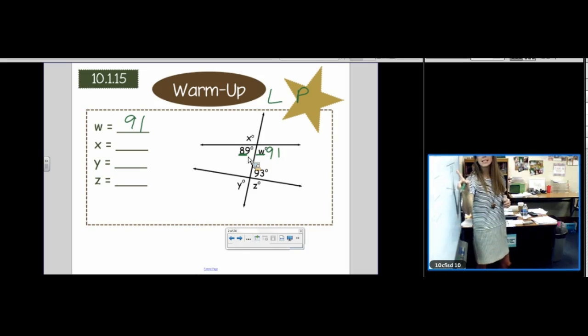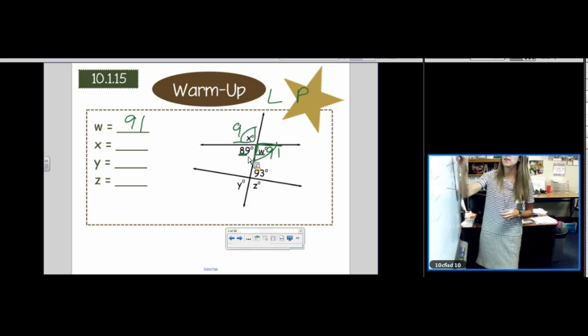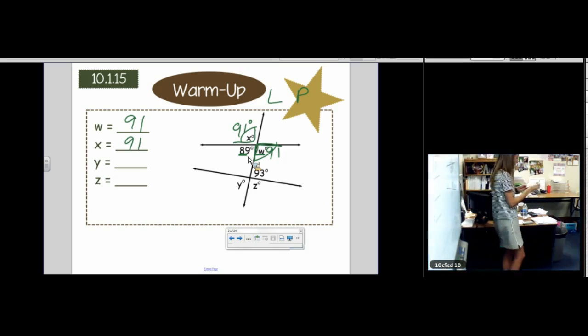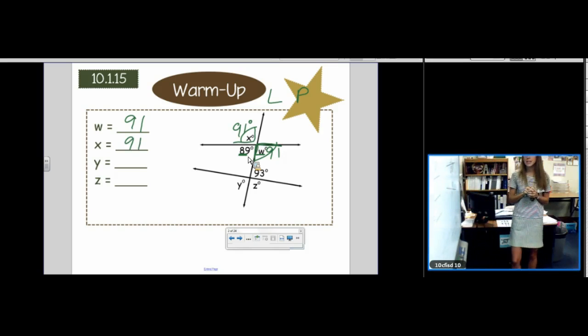Alejandro, what are X and W? What's the vocab word for these two angles? Vertical angles. Very good. And Alex, what do we know is true about vertical angles? Are they complementary, supplementary, or congruent? Thank you. They're congruent. They're the same. They're always the same. So that angle is 91. X is 91.